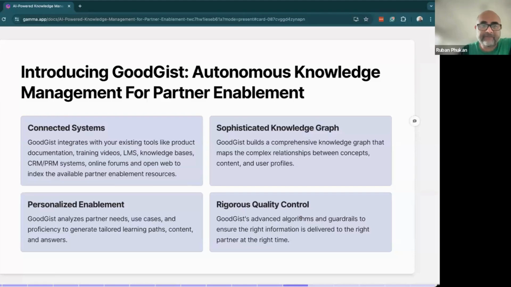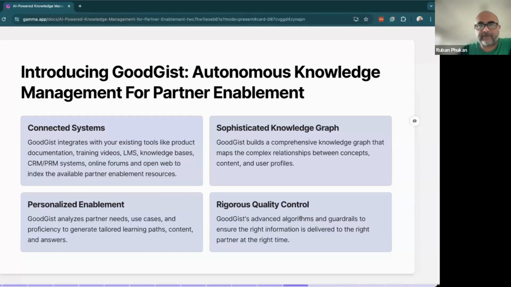And then finally, we are able to deliver personalized enablement, where based on individual partner needs, use cases and proficiency level, it can generate learning paths and specific content as well as answers.